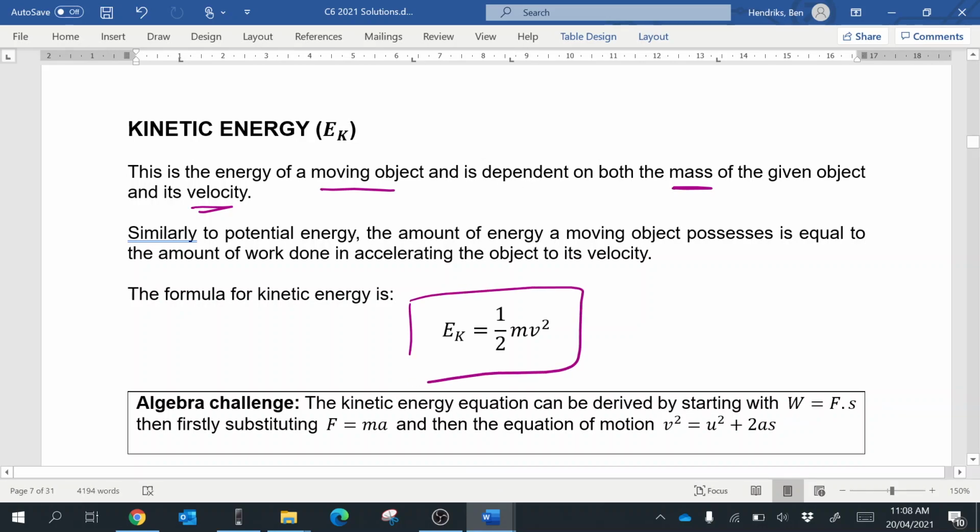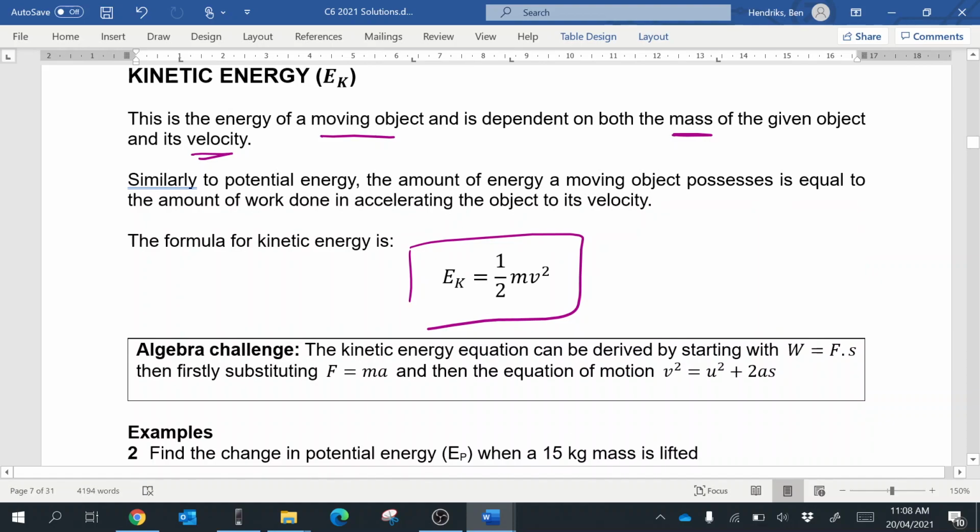The formula for kinetic energy is Ek equals half times mass times velocity squared. Make sure you are squaring the velocity, as that is a common mistake. There's also a bit of an algebra challenge here to derive this formula.